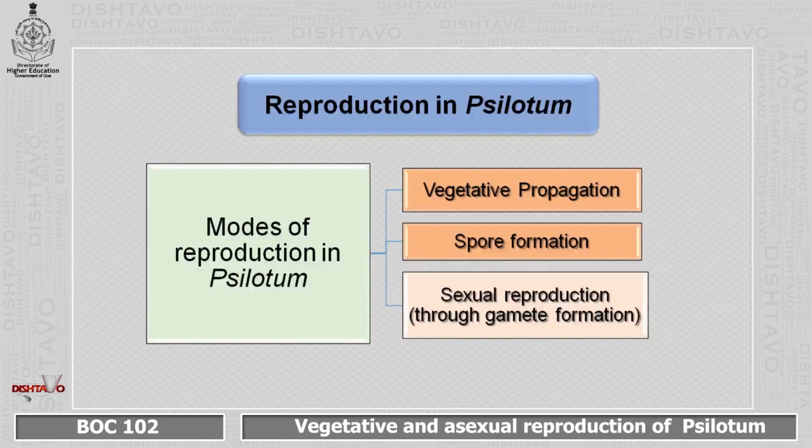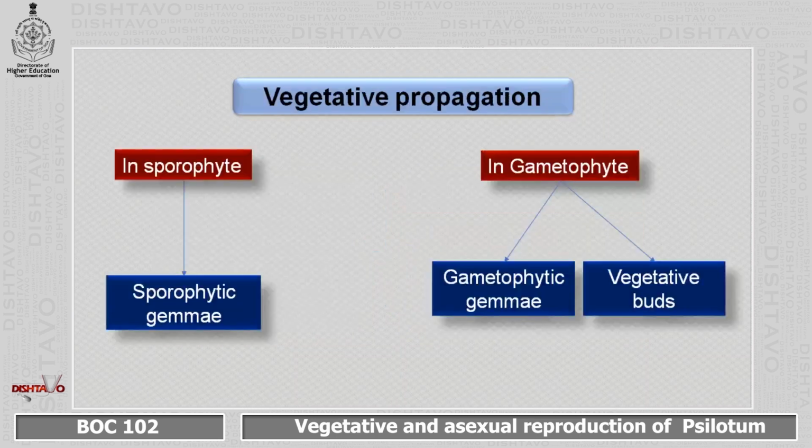Xyloterm has three basic modes of reproduction. That is, it reproduces through vegetative propagation, it reproduces through spore formation, and it also reproduces through sexual reproduction, that is through gamete formation. Today in this module, that is module 7, we are going to look at the first two modes of reproduction. Vegetative reproduction.